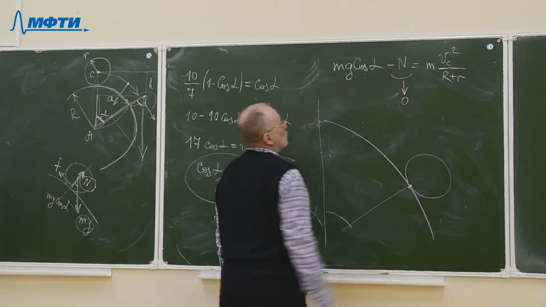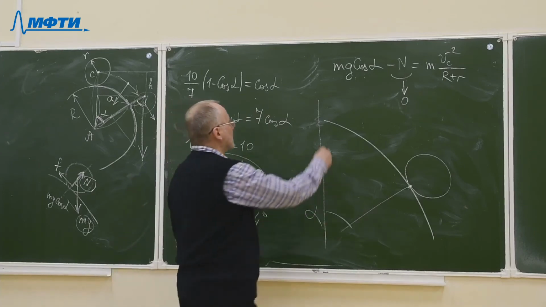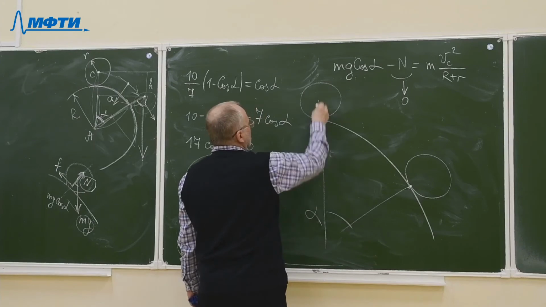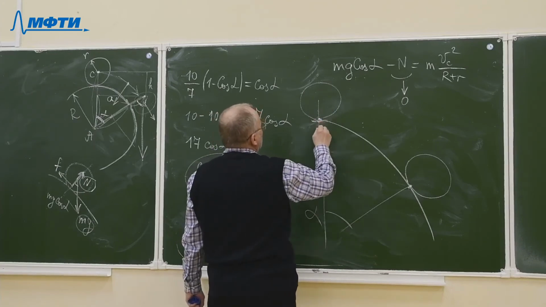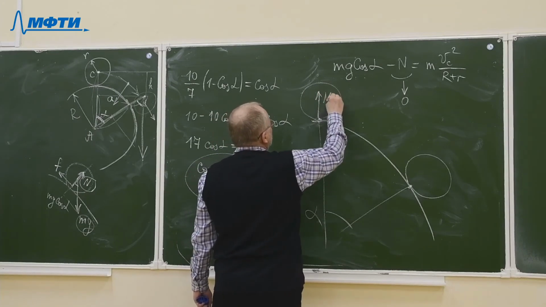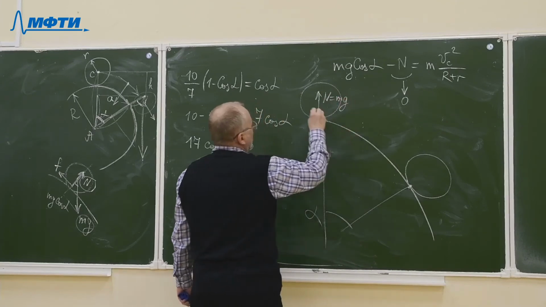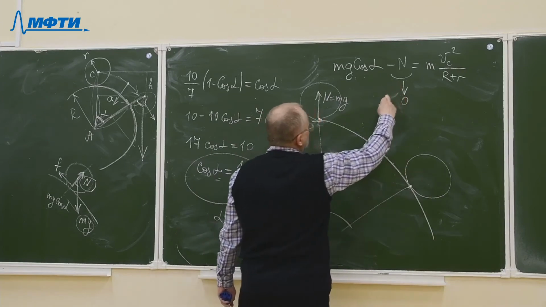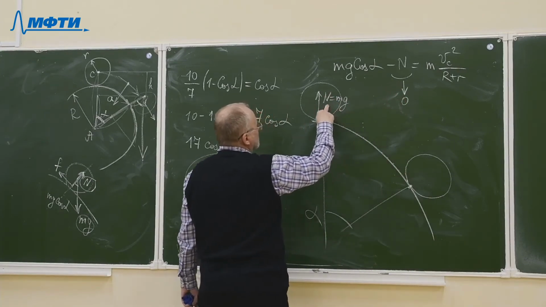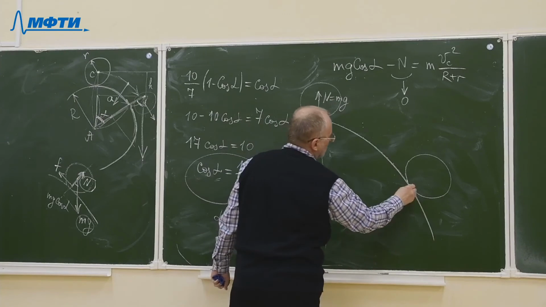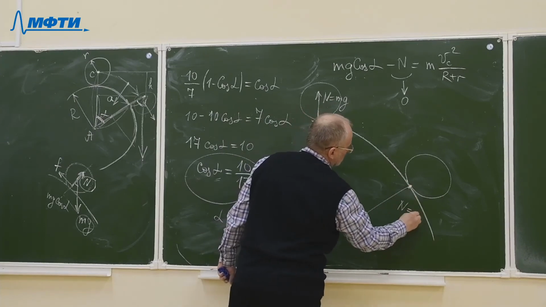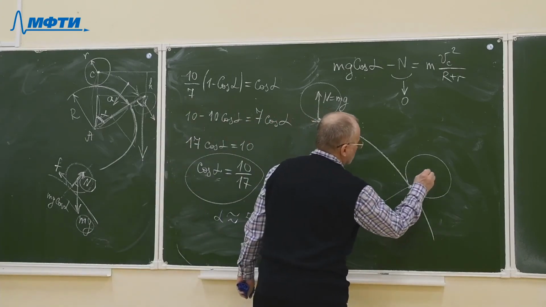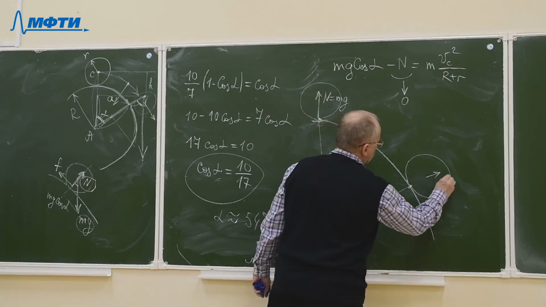The force of normal reaction is maximum at this point, when the sphere is at the upper point. In this particular case, at this point, the force of normal reaction N equals mg. And then, as the sphere rolls down, the force of normal reaction goes down from this maximum value to 0. Here, at this point, the force of normal reaction is 0 at the point of disconnection. That is the force acting on the sphere from the surface.